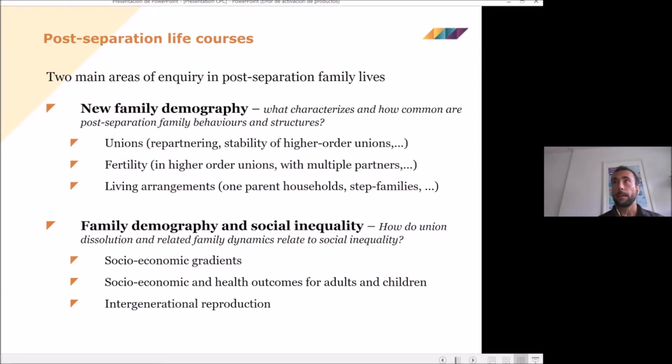So in this slide, you see that I have not provided any reference to the literature, but these are extensive and prolific literature, especially in the US, but also in many parts of Europe, like the UK. And it has improved much our knowledge about how family evolves after union dissolution and what consequences it has for individuals and for the society as a whole.